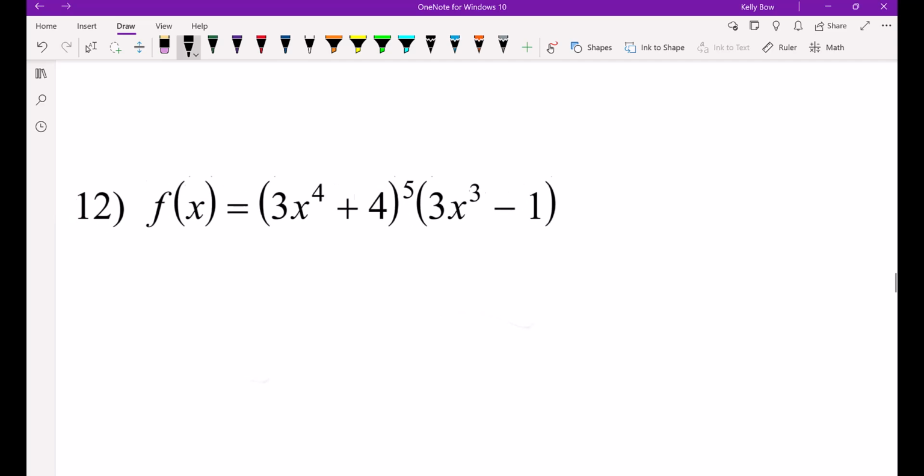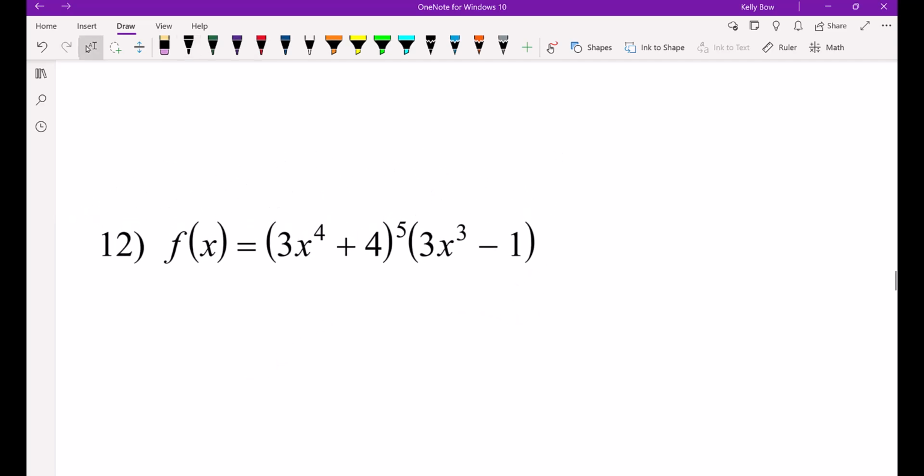All right, we already did an example, so this is still the chain rule. But the problem is it's the chain rule and the product rule.